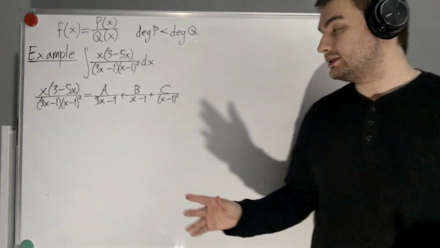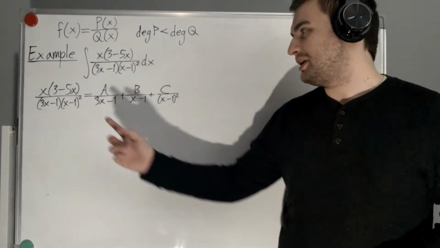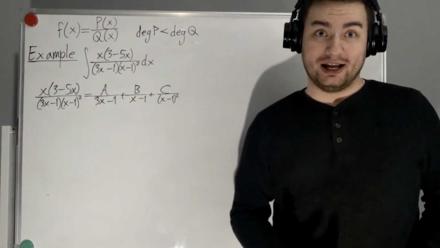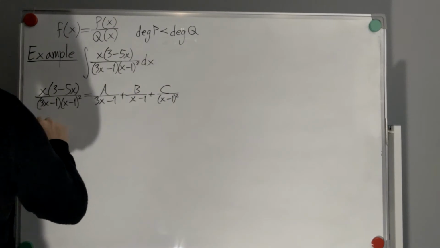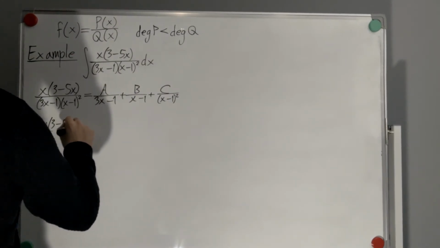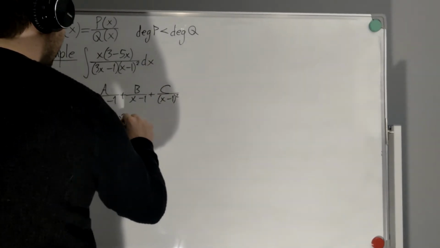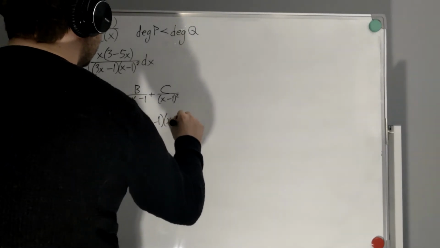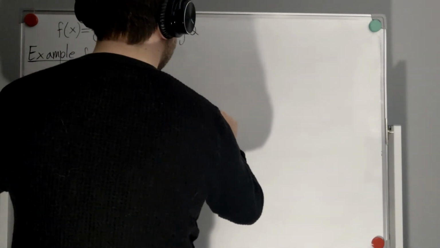Okay, and again, that's because we have a repeated term here. We have a repeated factor here. We need to devote another term to each repetition of that. Okay? So you clear the denominators once again. You get x times 3 minus 5x equals a times x minus 1 squared plus b times 3x minus 1 times x minus 1 plus c times 3x minus 1.